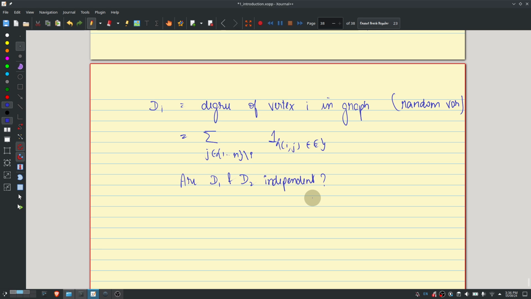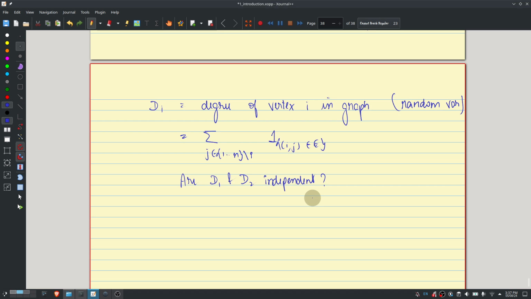I've defined the random variable, right? I was saying intuitively it's not independent, because if we know that the degree of one vertex is 2, then we know that the degree of the other vertex is not 2. Exactly.